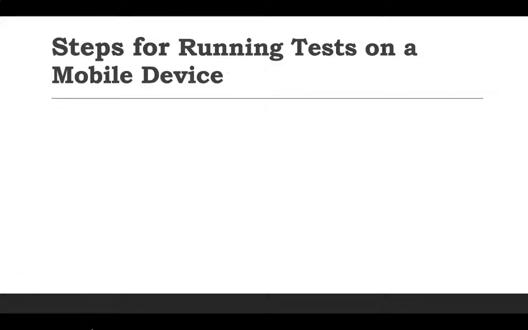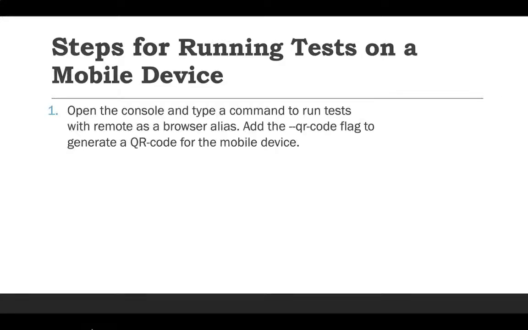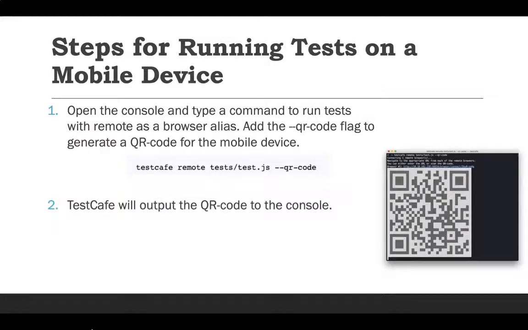The steps for running tests on a mobile device are the following. 1. Open the console and type a command to run the test with remote as a browser alias and add the --qr-code flag to generate a QR code for the mobile device. Like this command: testcafe remote, that means that we will run on the remote device, and then passing the test that you need to run, then --qr-code.